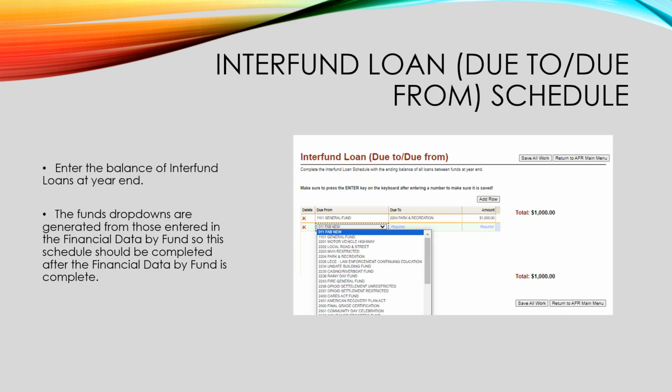This schedule is based on answering yes to the unit question on interfund loans. Again, this should be completed subsequent to the financial data by fund, as the funds in the pull down come from there. If changes to fund names or numbers are made in the financial data by fund, it could affect your interfund loan schedule. For this schedule, you should enter the balance of interfund loans at the end of the year.